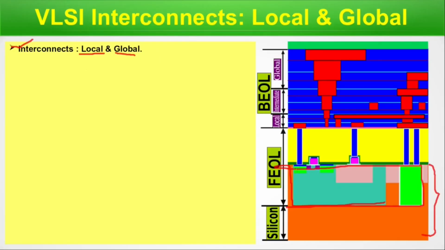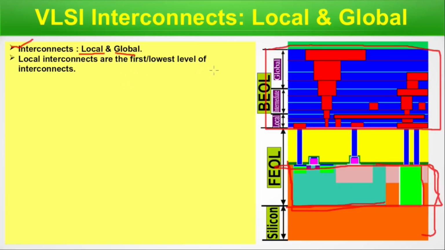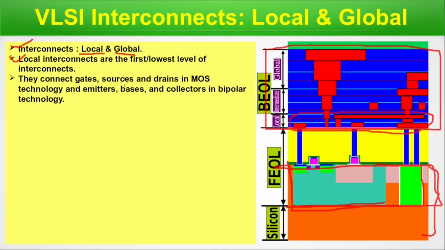The steps to fabricate this active region and these interconnects are completely different. Their positions are different, and that's why the issues and concerns are also different for these two layers. Local interconnects are the first or lowest level of interconnects. This is the lowest, local. These are short. They cover short distances. They connect gates, sources, and drains in MOS technology, and emitters, bases, and collectors in bipolar technologies. Local interconnects are small and short.